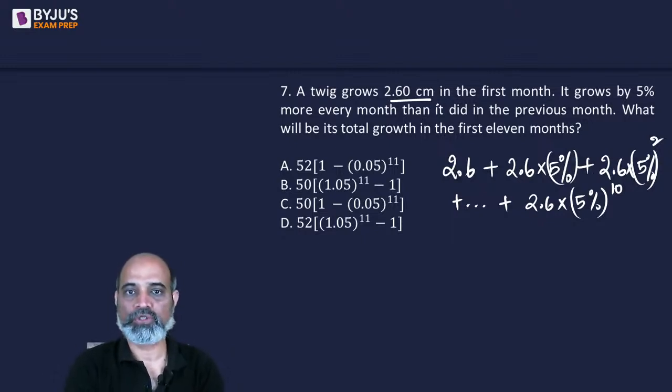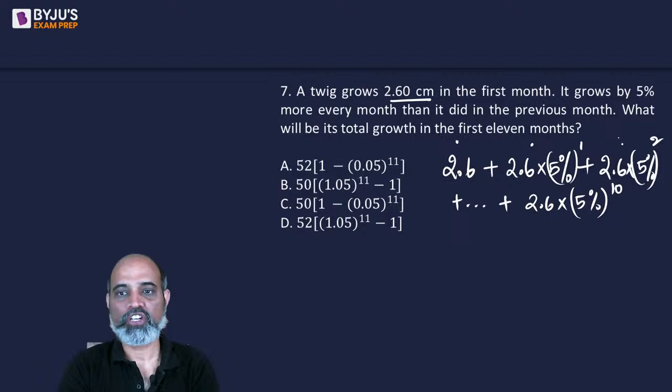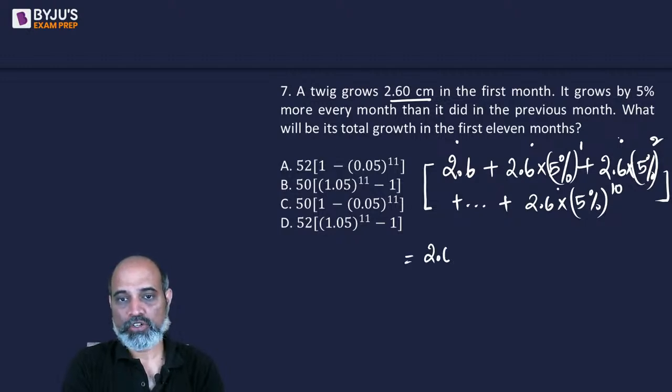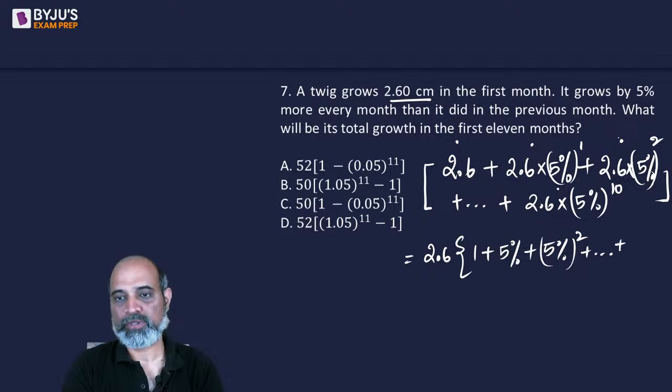The first growth is 2.6, right? So this is first month, second month, third month. So if you're talking about third month, the power is 2. So on the 11th month, the power should be 10. So this will be its total growth, right? If I take out 2.6 common, I'll be left with 1 plus 5% plus 5% whole square and so on up to 5% whole to the power 10.